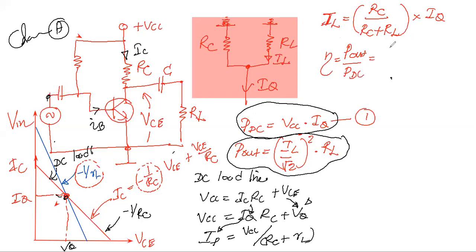P out you can write down as IL, the peak value, divided by √2 squared, and if you take the squared value, then your equation becomes something like this. If you take the square value, this √2 becomes 2. And just divide by the PDC. You have the equation for PDC, so just substitute that one, VCC into IQ.